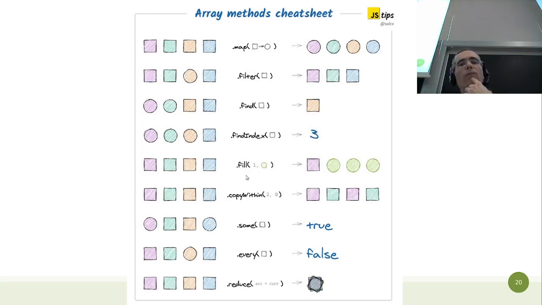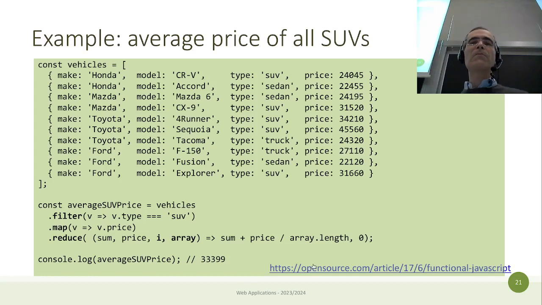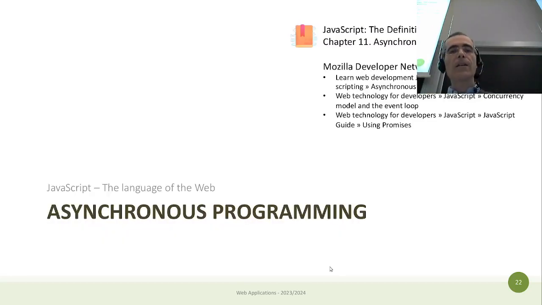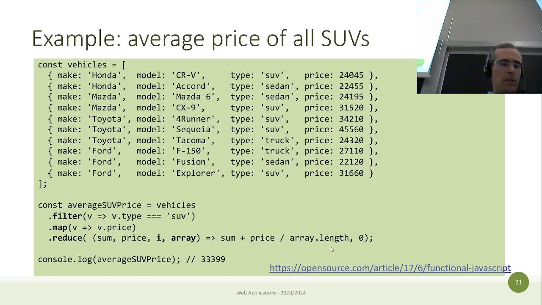Well, fill, we saw it. Some and every return a Boolean value. And reduce. Reduce in some ways combines everything according to our rule. There's no real nice graphical representation except to say that it's everything combined together. So this is just some nice graphic to remember things. Let's have a look at a more complex example, and we'll see what to do.